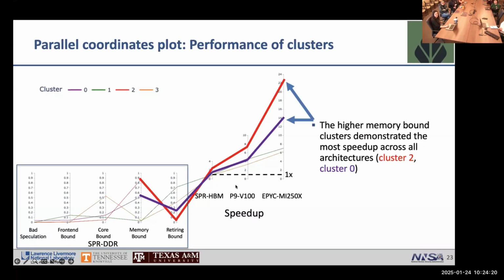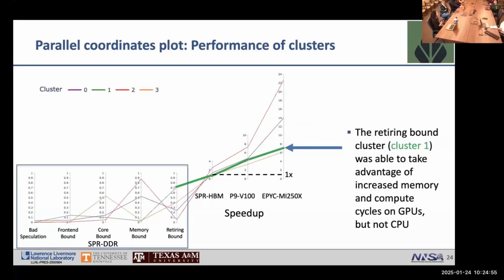And then we see the speedup on HBM. So really the only difference here is the higher bandwidth memory. And then for the V100 and the MI250, we have increasingly higher memory bandwidth. And obviously these 2 are the GPUs. So the memory bound clusters were the two clusters that demonstrated the most speedup across all architectures. As we alleviated that memory bandwidth bottleneck, we were able to really see the speedup.